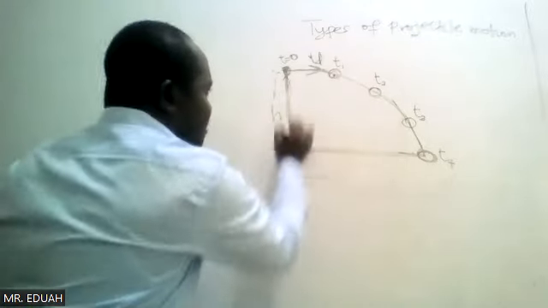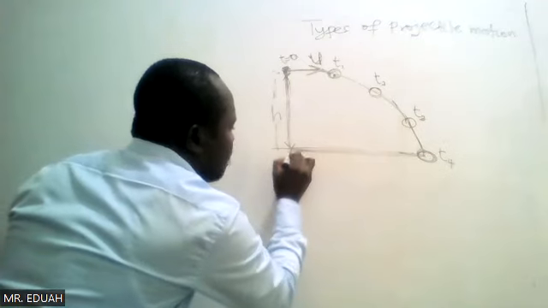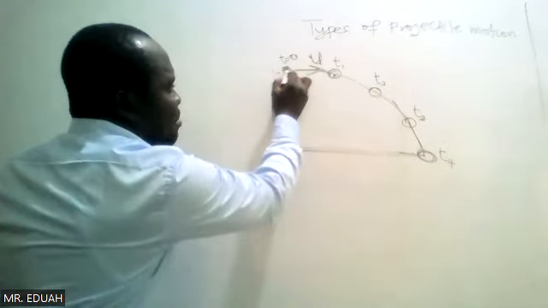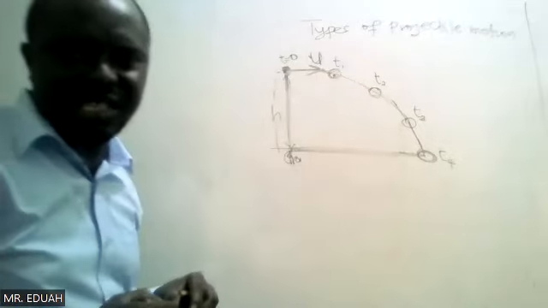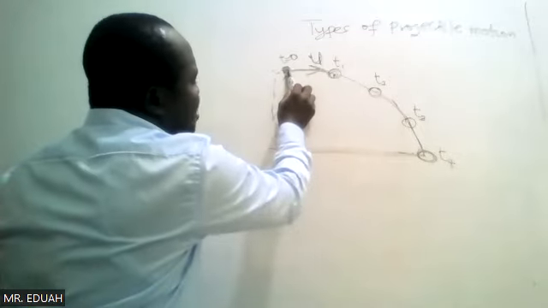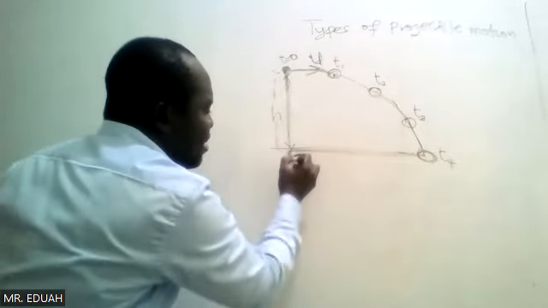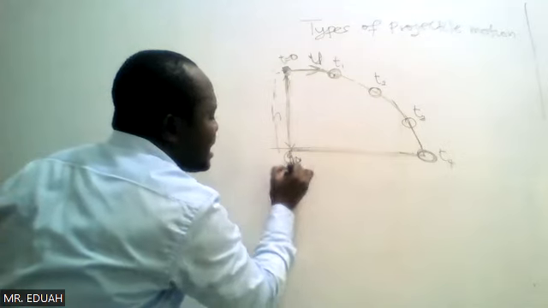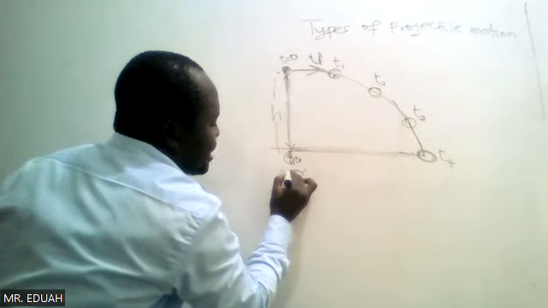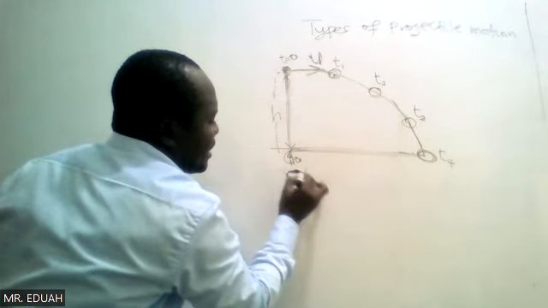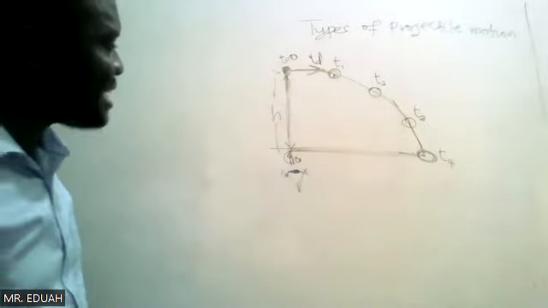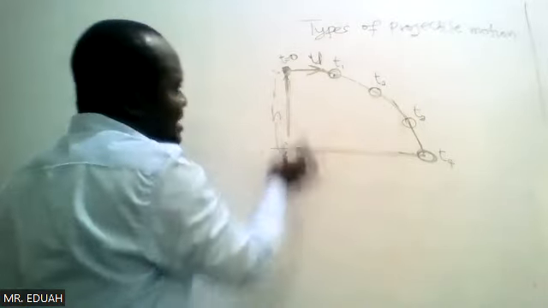From the reference point, or from the ground, we look at the body. The body is initially here at t equal to 0. We are looking at an observer looking at the body from here. So this is the observer's eye. At t0, the observer sees it to be here.